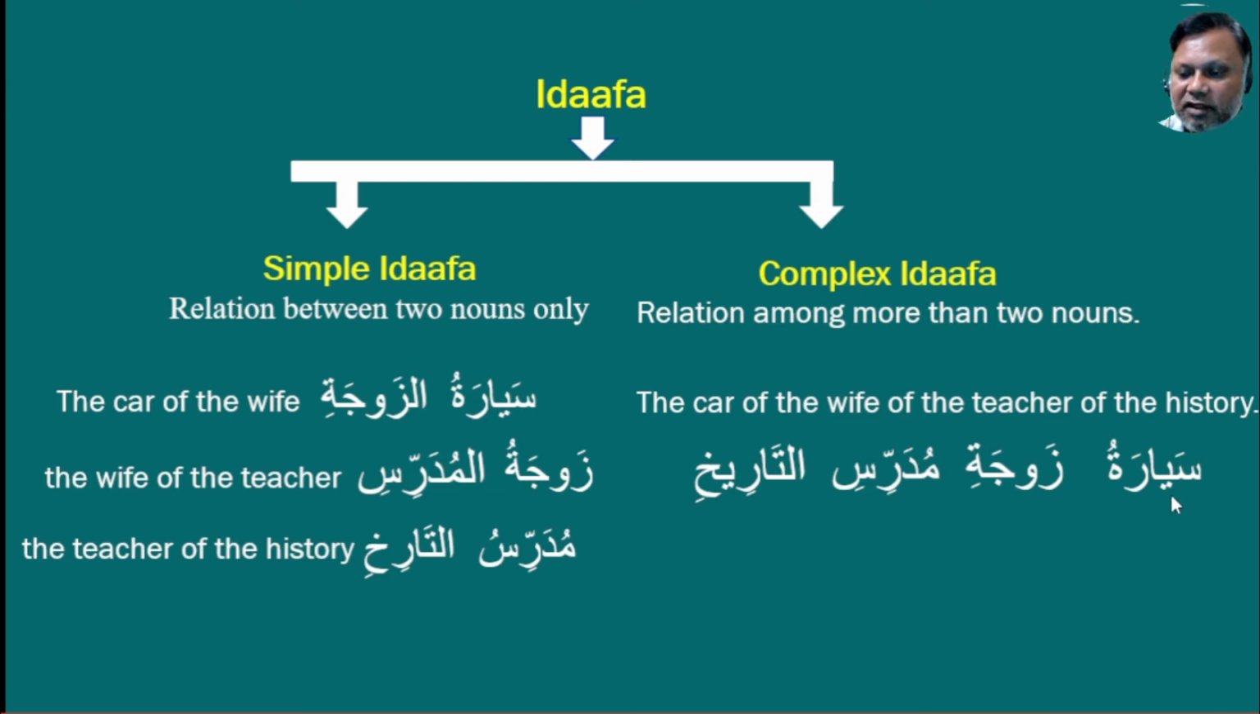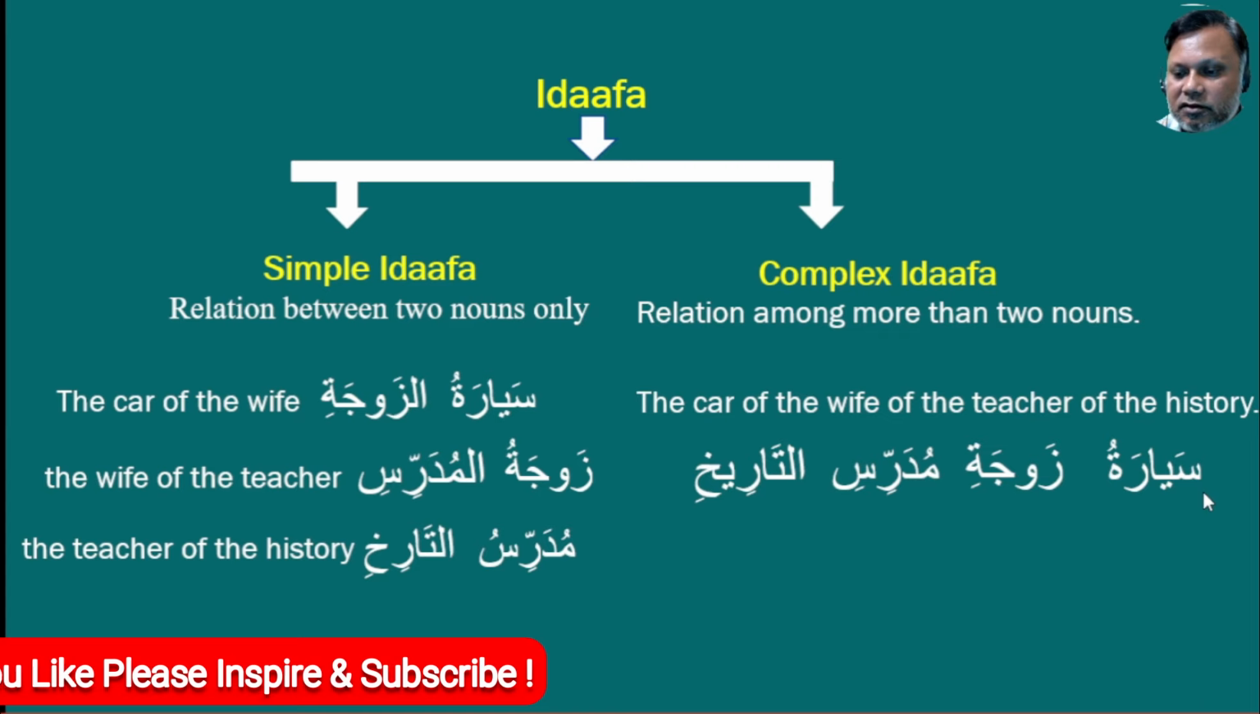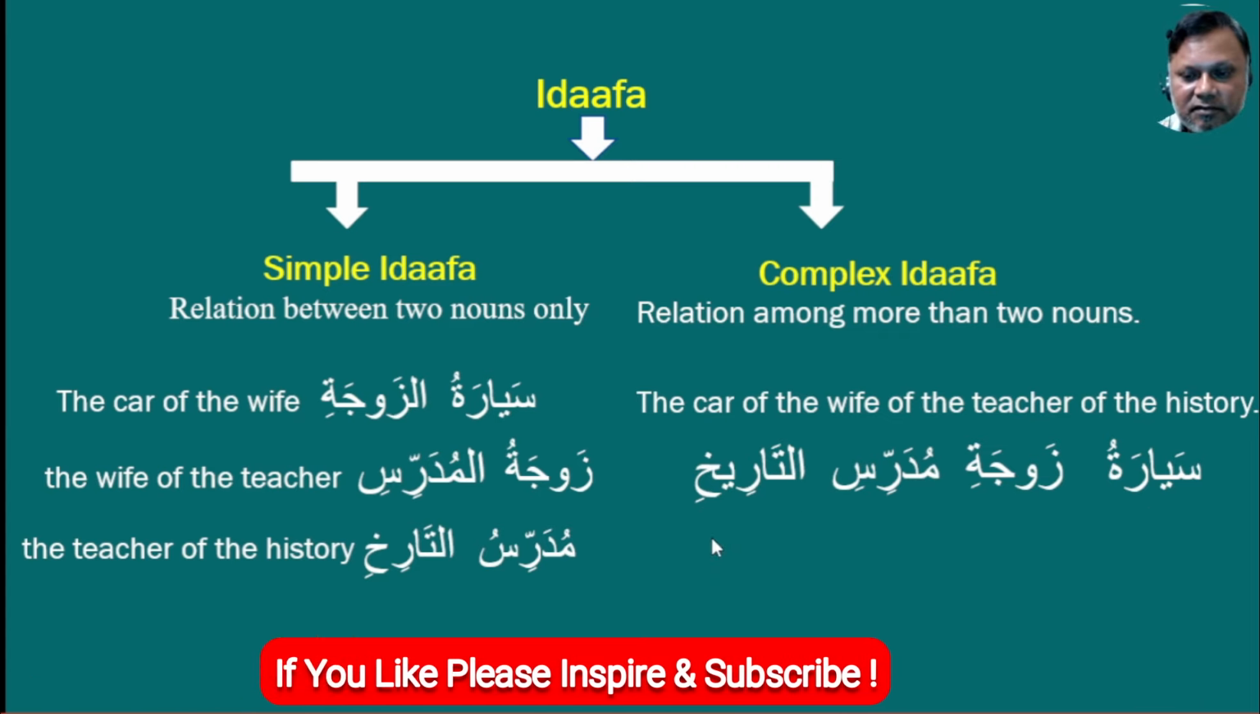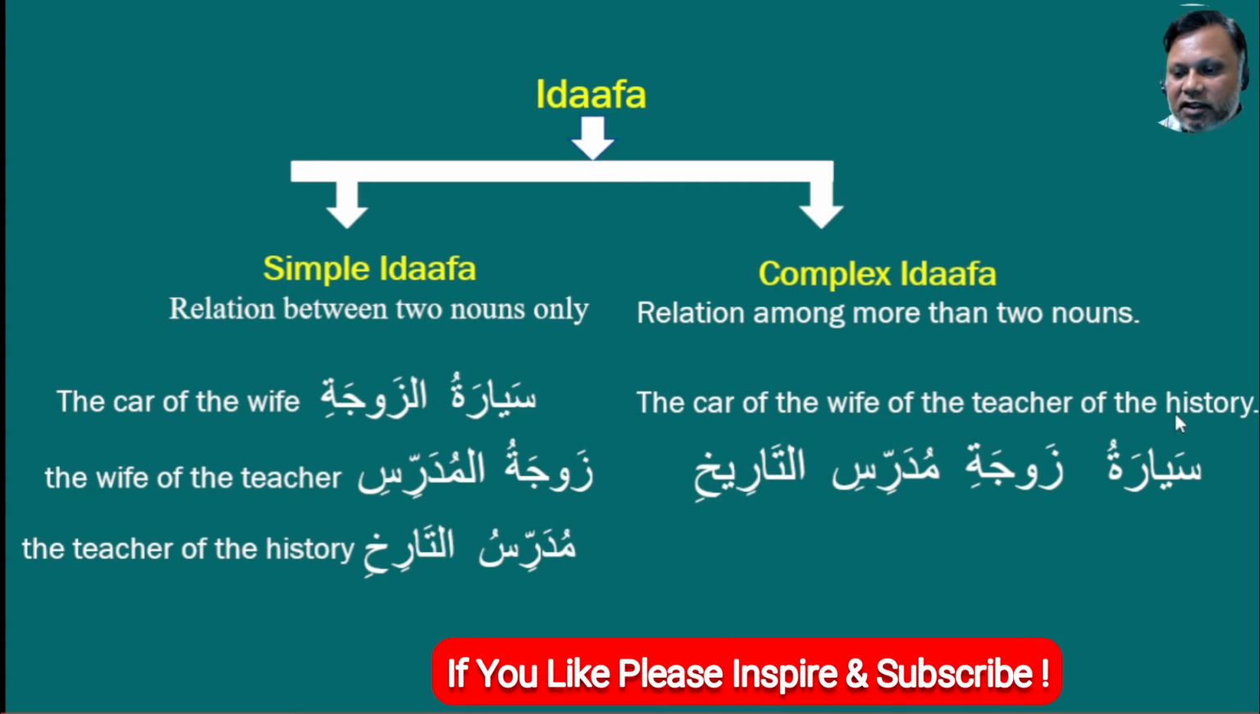Only the first one is dhamma or any other case, depending on what the things are in the sentence. And all other words must be kasra. All things will be kasra, kasra, kasra. And the last word will take the "al" to indicate the definiteness. So Sayyaratu Jaujati Mudarrisu al-Tariki. The car of the wife of the teacher of the history.